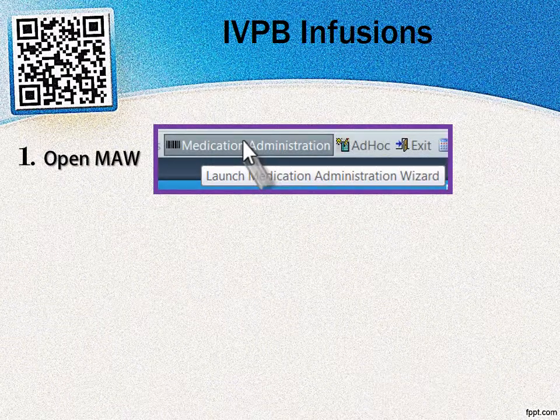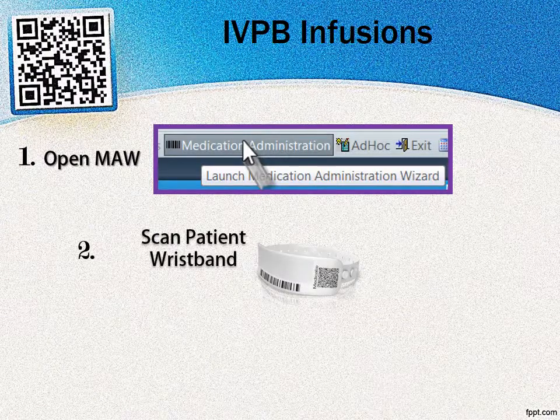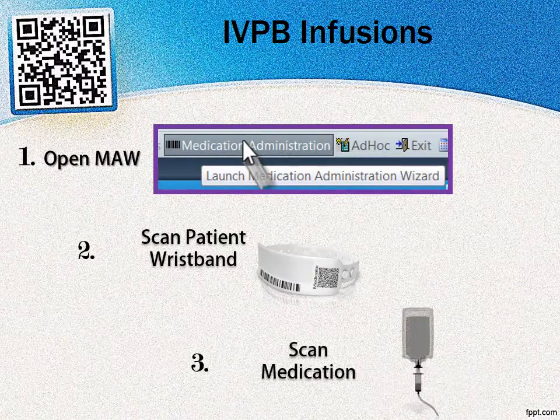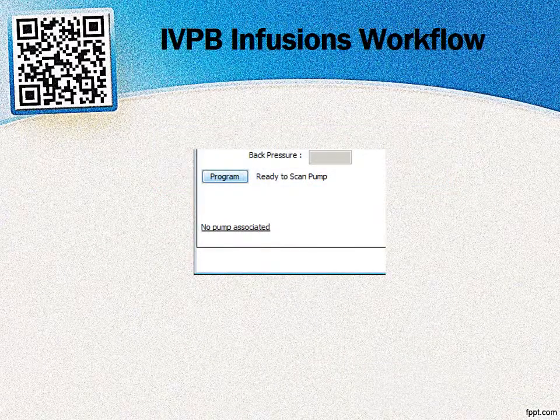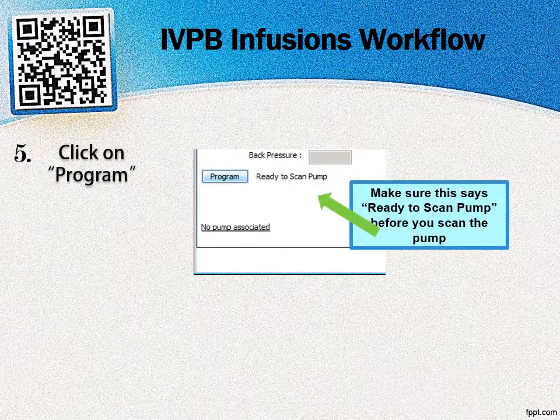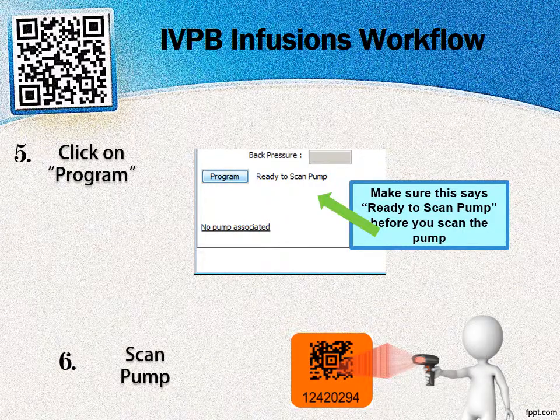So step 1, you want to open and launch the Medication Administration Wizard. Scan the patient wristband. Scan the medication that should be loaded in the pump, tubing ready to go in the pump. Click on Program. Make sure it says Ready to Scan Pump before you scan the pump. Then 6 is to scan the 2D code on the pump.